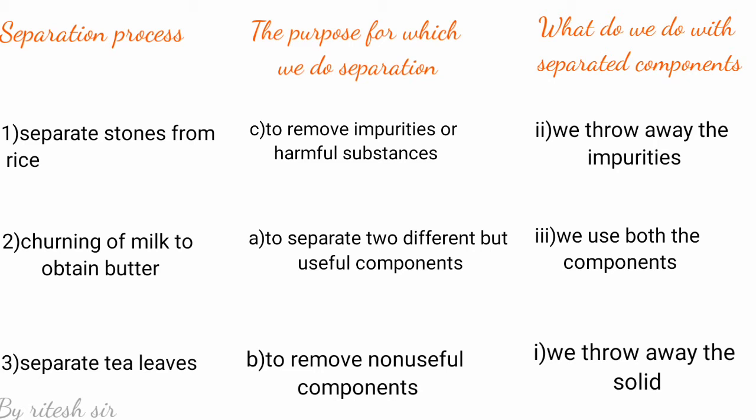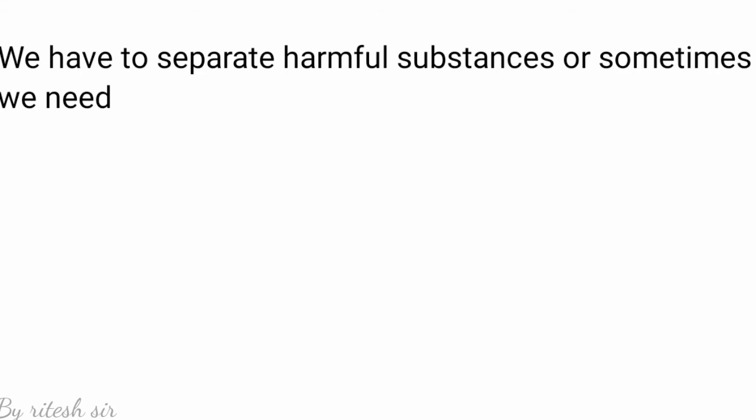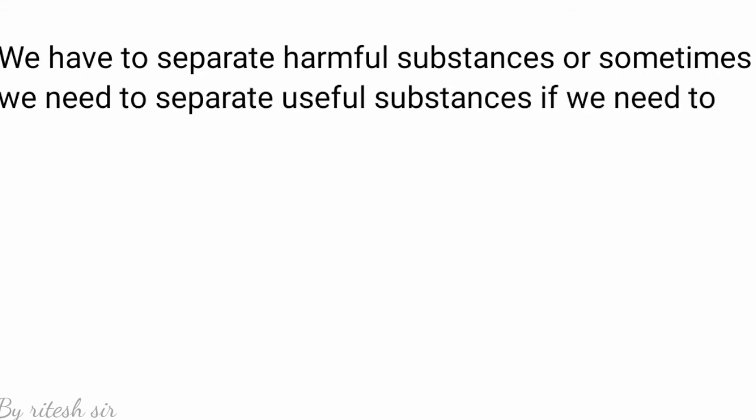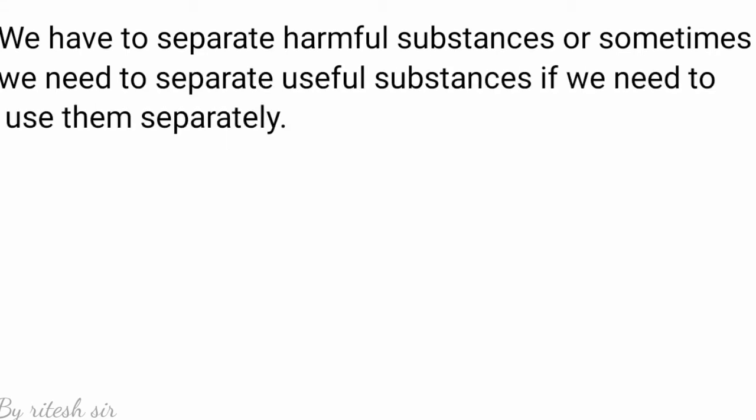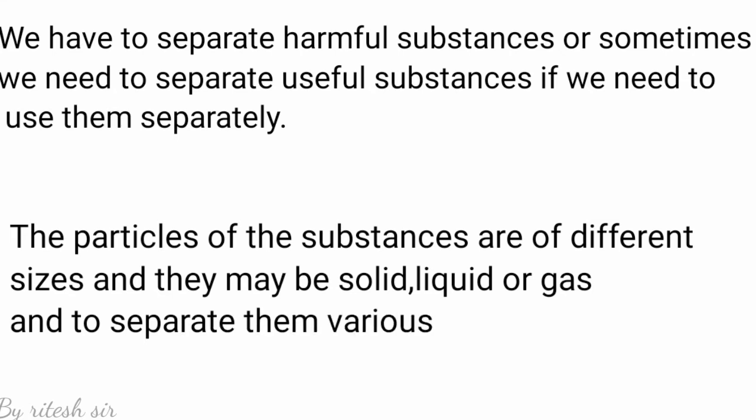From this table, we know why we separate different substances and what we do with the separated components. We have to separate harmful substances, or sometimes we need to separate useful substances if we need to use them separately. The particles of the substances are of different sizes and they may be solid, liquid or gas, and to separate them various methods are applied.